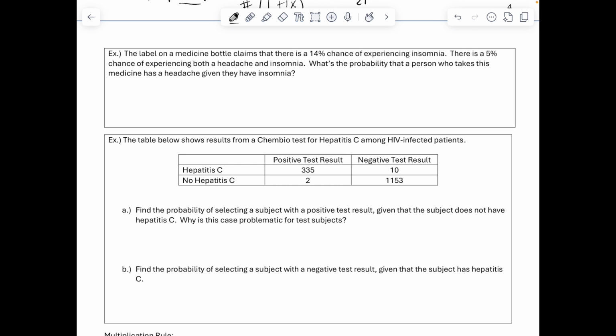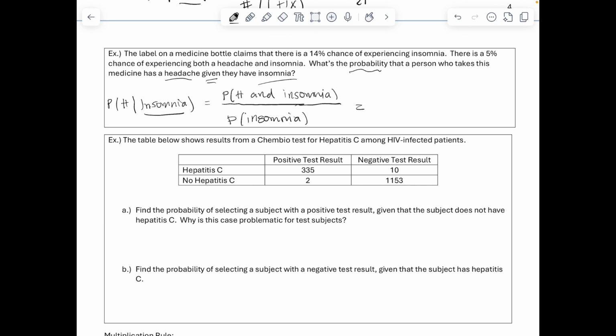There is a 5% chance of experiencing both headaches and insomnia. What is the probability that a person who takes the medicine has a headache given that they have insomnia? So what's the probability that they have a headache given they have insomnia? And so for this, I'm going to use P's since I don't have numbers. I have probabilities this time, or percentages. And so this is going to be the probability that they have a headache and insomnia divided by the probability of what is given, which is that they have insomnia.